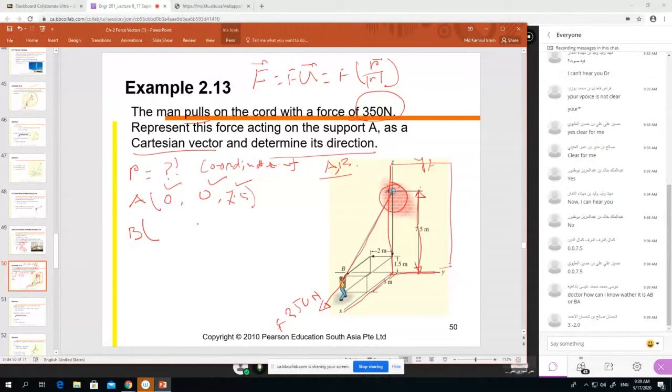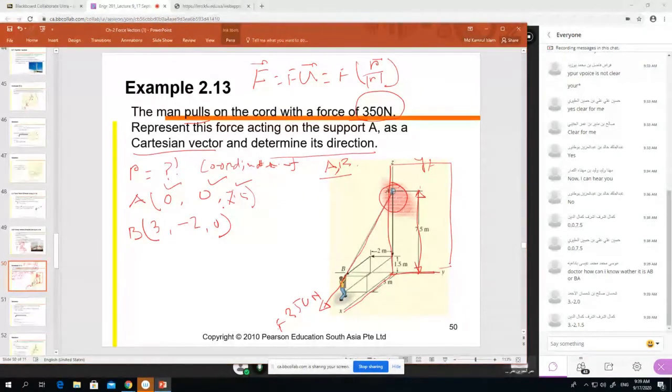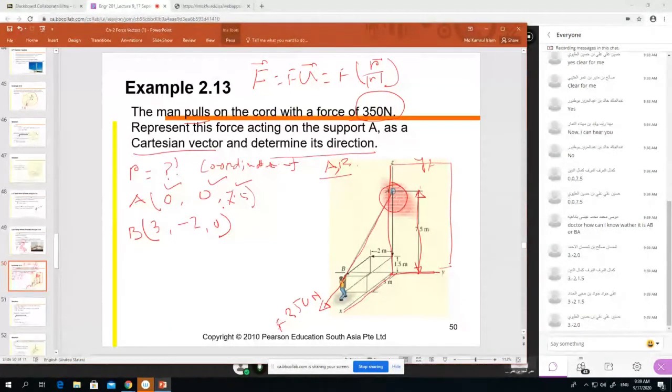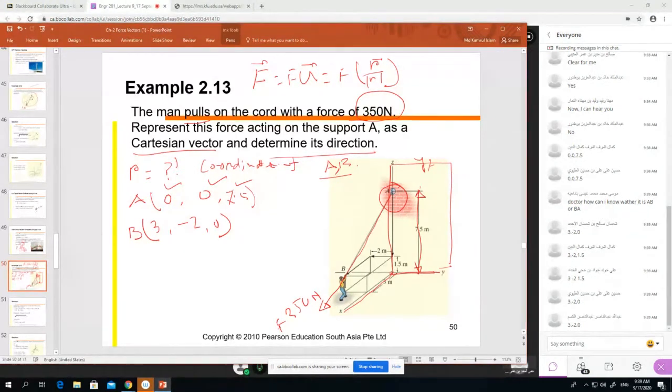Musa Muhammad will answer you. So for coordinate B, someone answer me. 3, minus 2, 0. Okay, I want one more answer. 3, minus 2, 1.5. Let's check what is happening. There is someone saying it is 2, someone is saying it is 1.5. Let's check which one is correct. We'll check.